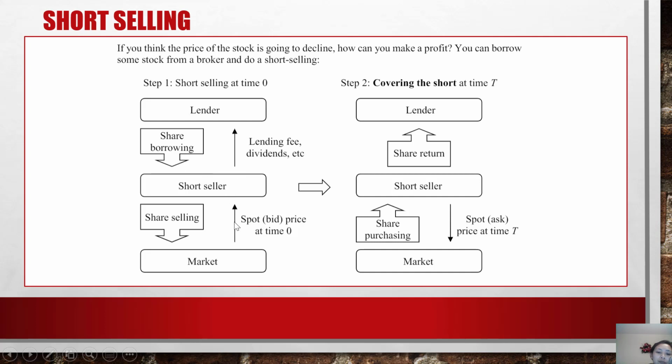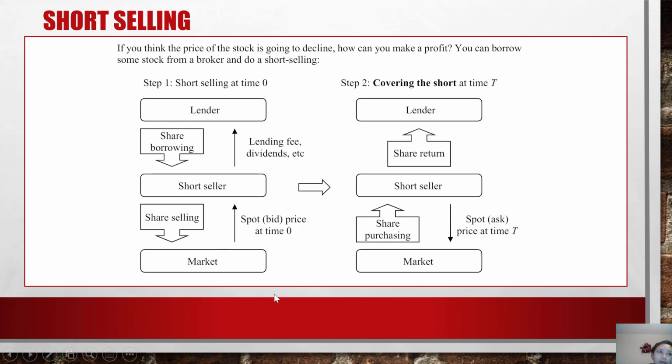You go through some process, you pay the fee, the dividends, etc., to buy one share from the lender and then sell it to the market maker, and then receive a cash of S0. And this amount, S0, is usually called the proceeds from the short selling.